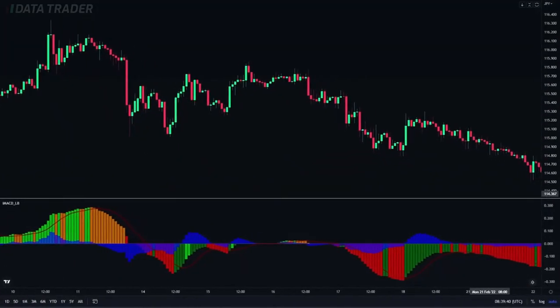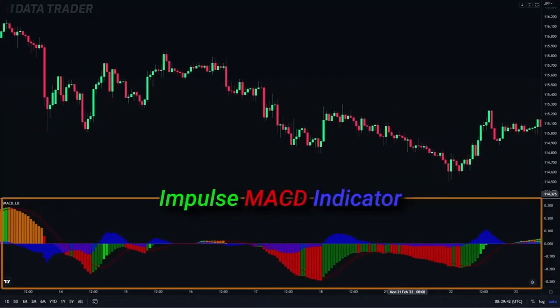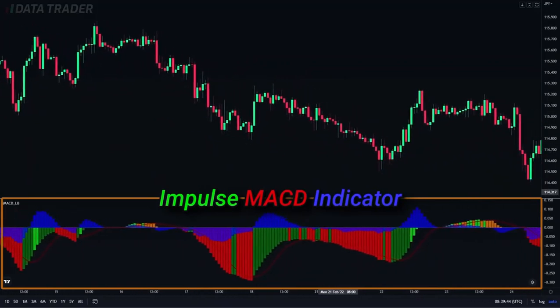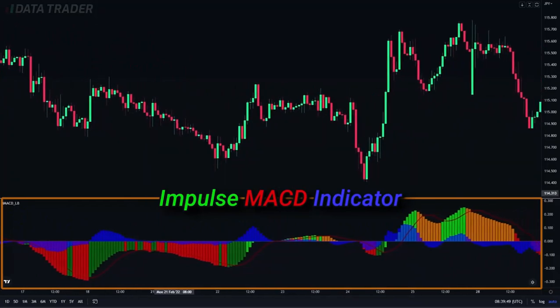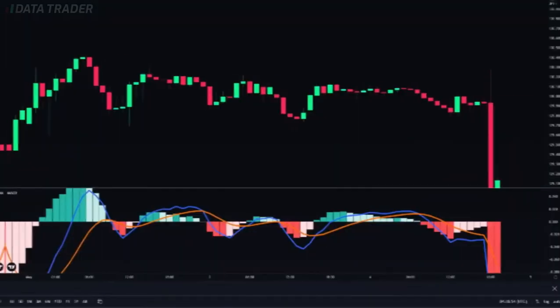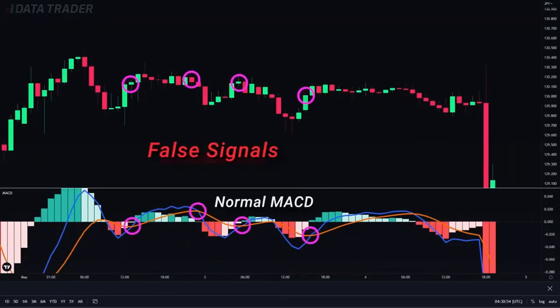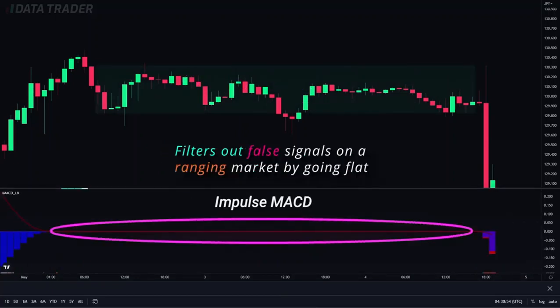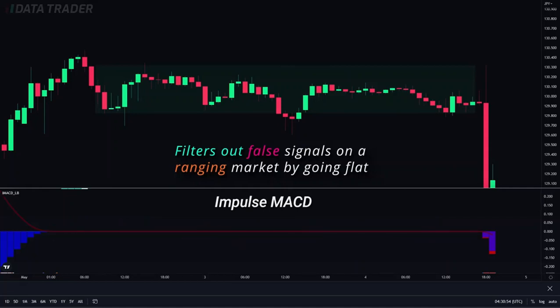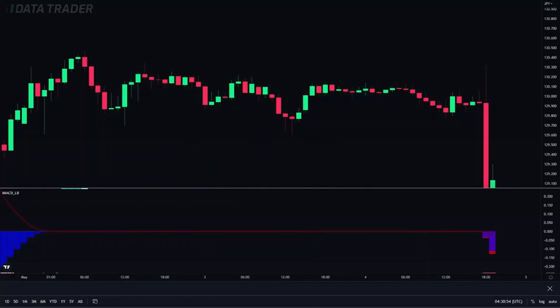And so, that indicator is called the Impulse MACD. Similar to the old MACD, the Impulse MACD is also a momentum indicator that could detect trends. However, it has its own unique feature. The difference is that, unlike the normal MACD which displays multiple false signals when the market is ranging, the Impulse MACD filters out these false signals and goes completely flat, as you can see here. And so, because of this unique feature, you're now less likely to get trapped by these false signals. And now, I'm going to show you exactly how to apply this indicator onto your chart, how it works, and the different strategies that you can use.